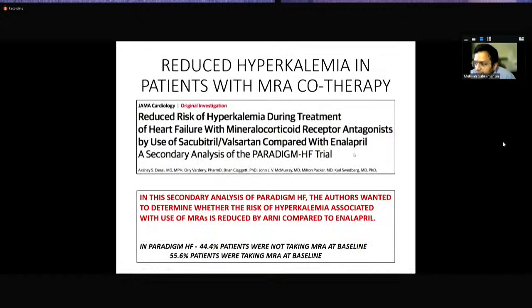The other difficulty with starting these medications in patients with renal failure is that their potassium is already high. Sometimes they'll already be on an MRA, and we won't know how to start this in a patient with borderline potassium. When they looked at a subset of the original PARADIGM-HF trial, comparing MRA plus enalapril versus MRA plus ARNI, they found that the potassium elevation is less when you combine the MRA with an ARNI compared to enalapril.